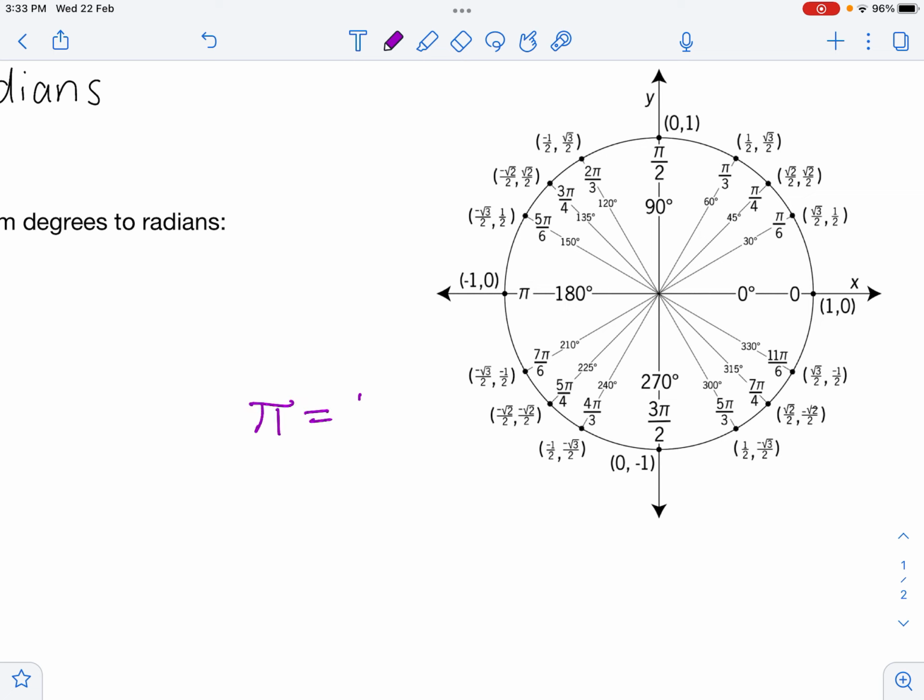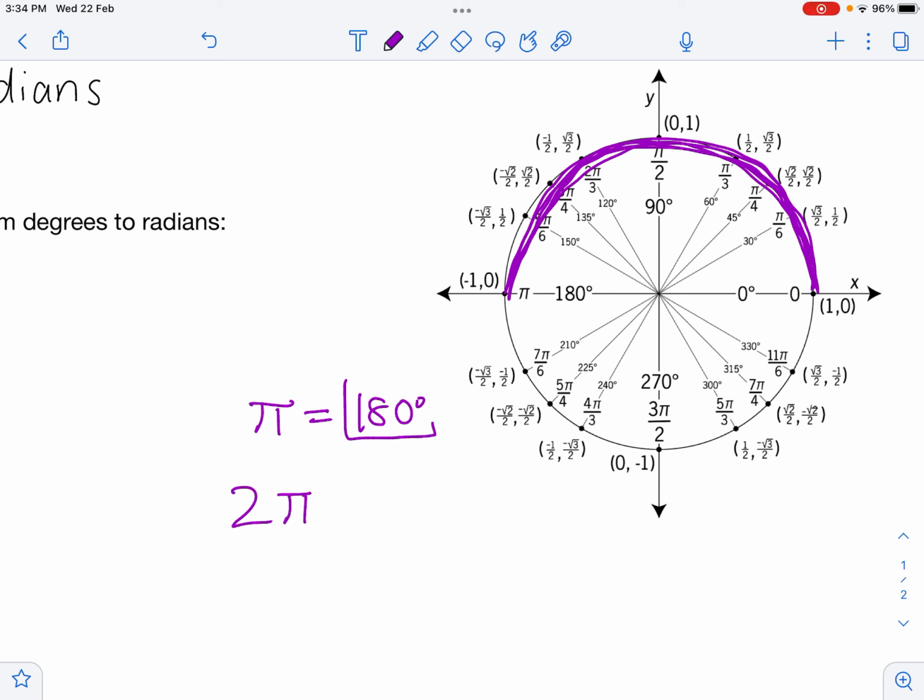be equal to 180 degrees. Now, how do I know that? I see a pi here, and here it's 180 degrees. And if we think about it, 180 degrees is like this, right? It's a straight line, and this is 180 degrees. And that is pi.